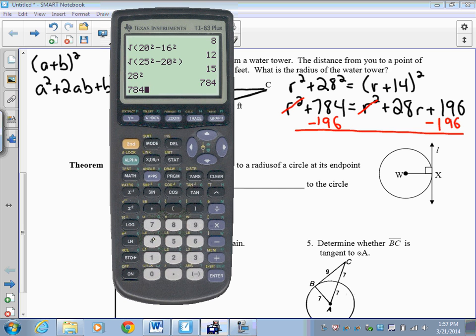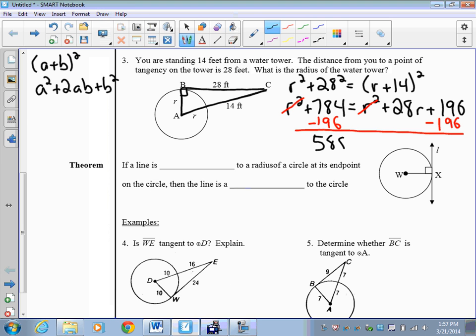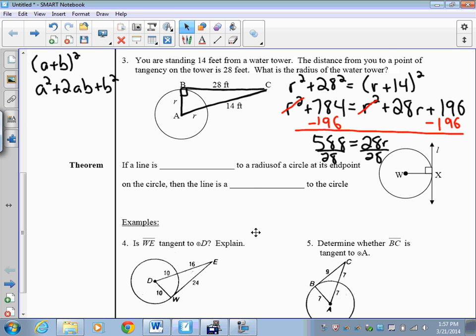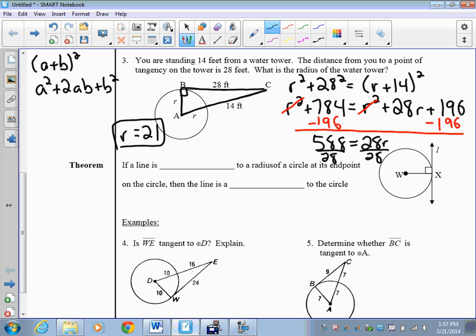So I have 784 minus 196. So I get 588 is equal to 28r. The last thing I do is divide by 28. So we take 588 and divide it by 28. So we get R is equal to 21. So I would expect you to have some difficulties with this, but if you're struggling to see it, maybe watch the video again, and we're going to do a couple examples like this in class.